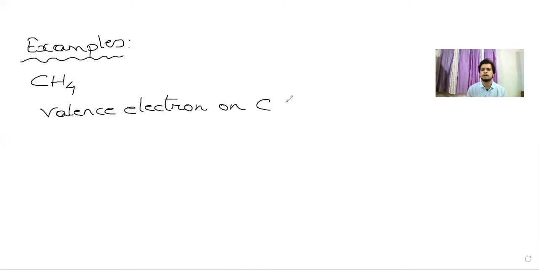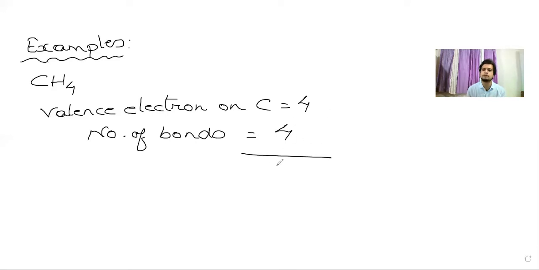How many valence electrons are there in carbon? Carbon has 4 valence electrons, everyone knows that. Then next is the number of bonds. How many bonds is it forming? Hydrogen has a valency of 1, so carbon will form 4 single bonds. We have 4 electrons in carbon and it is forming 4 single bonds, so all the valence electrons will be used. How many electrons are left? 0 electrons will be left.